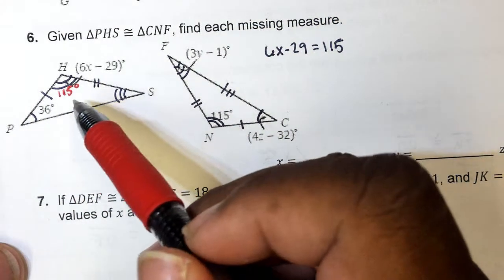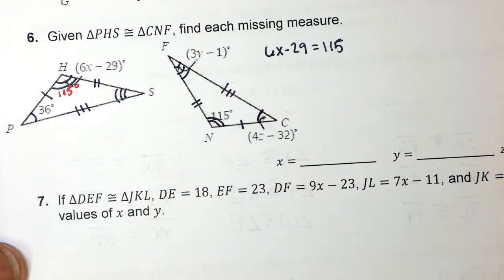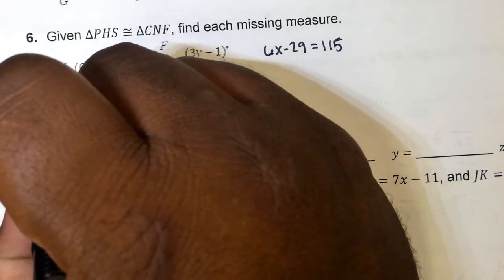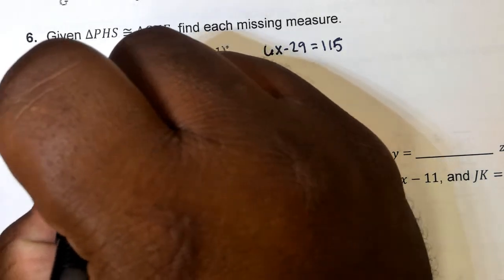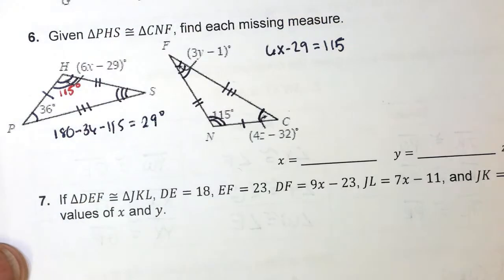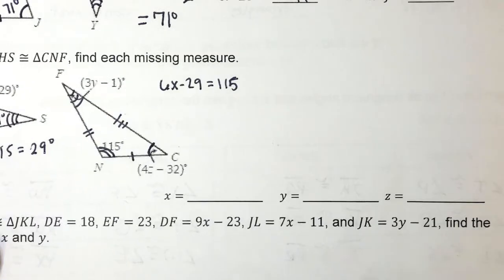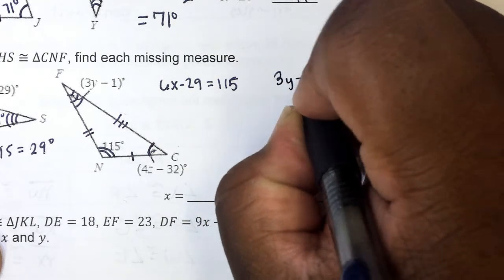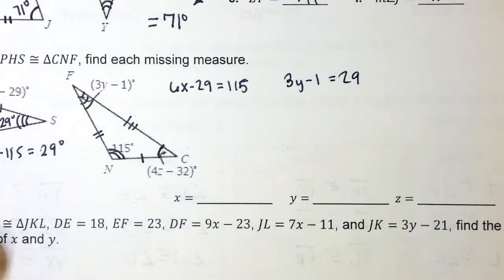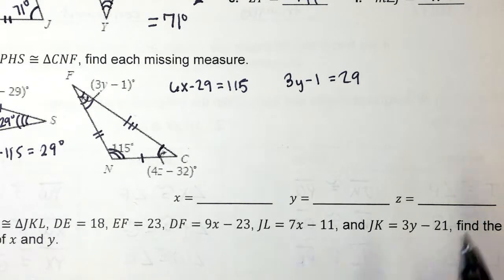They're saying 36 plus 115 gives them whatever, and they subtracted that from 180. So you do 180 minus 36 minus 115 should equal 29 if that's what they're saying. So that's where you get 29 from. And you know angle F and angle S are the same. So your equation would be 3y minus 1 equals 29. Yeah, I believe you. I don't care about the answer. That's good.